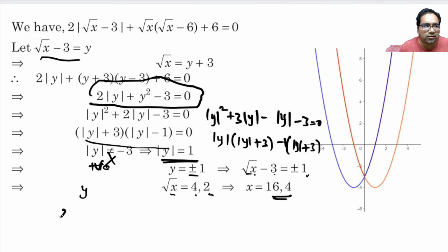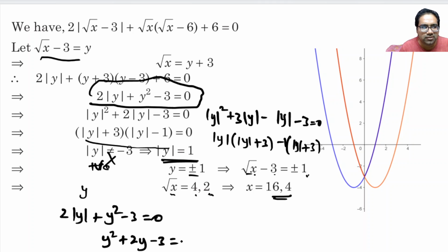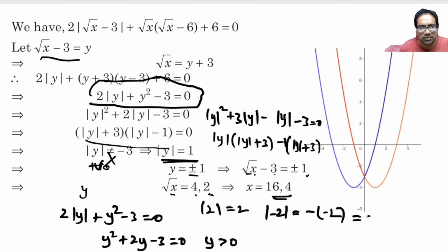2|y| + y² - 3 = 0. What does that mean? This is y² + 2y - 3 = 0 if y is greater than 0. Right, if y is greater than 0, |y| is y. For example, |2| is 2.